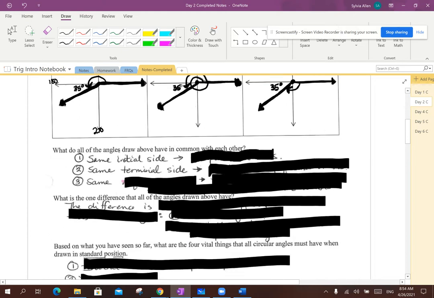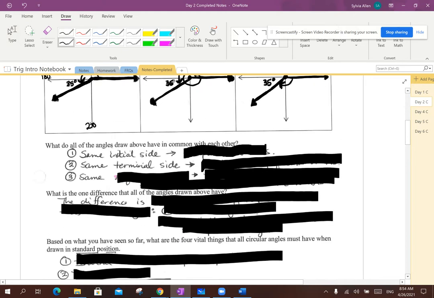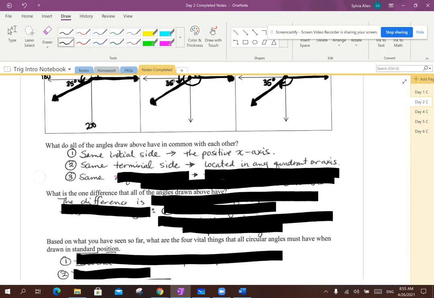All right, so what do all of the angles drawn above have in common with each other? So go ahead and answer that question. All right, so same initial side. That's a vocabulary that I was using when I was explaining those. The initial side is the positive x-axis. The terminal side is where you finish ending up. So you could be in any quadrant or any axis, but it's the ray that you draw where you end.